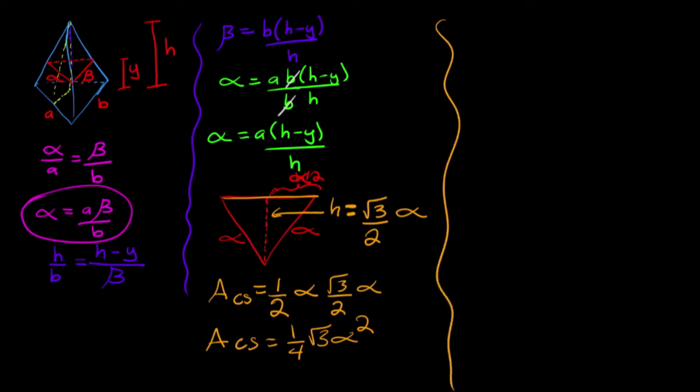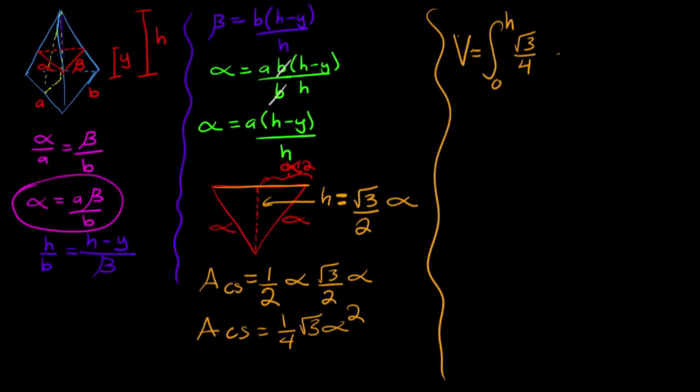So then the volume is simply equal to the integral from the bottom to the top, so 0 to h, of the square root of 3 over 4 alpha squared. But of course we don't want to use alpha because that's not our variable. Our variable is y, we're integrating with respect to y. So we're going to plug in that stuff right here for alpha, and this is going to be with respect to y.